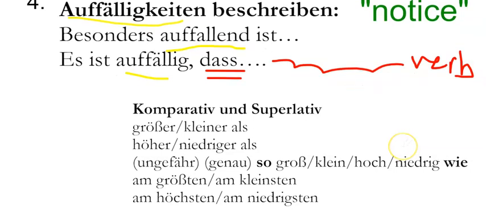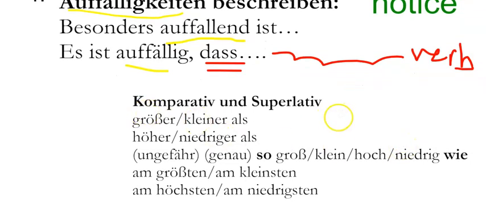You can also use this opportunity to use those comparatives and superlatives. So our comparatives, größer, kleiner, bigger, smaller, höher, niedriger, higher, lower. You could also use this opportunity to use those superlatives. Am größten, am kleinsten, the biggest or the largest and the smallest. Am höchsten, am niedrigsten, the highest and the lowest.